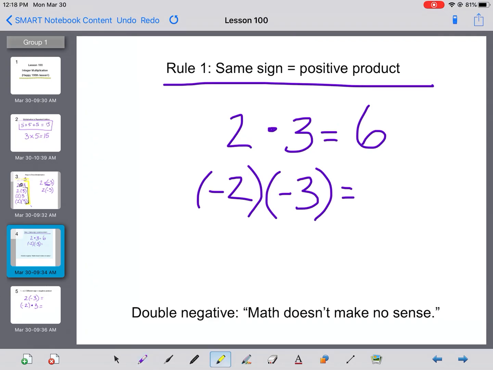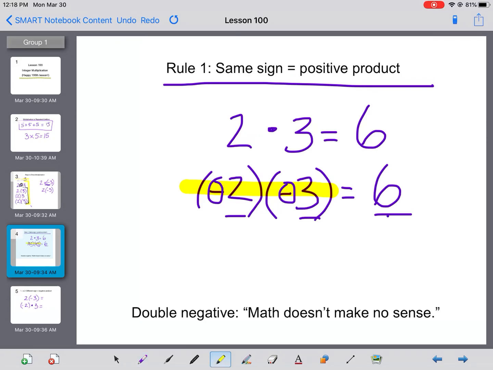Now, the rule also applies to questions like this. When we have two negative numbers being multiplied together, you also get a positive product. So you just have to think to yourself, what's 2 times 3? Answer is 6. And since both of my numbers are negative, they have the same sign, we have a positive product. Okay, so don't get confused and think because you are multiplying two negative numbers together, you should have a negative as an answer. That is not the case.